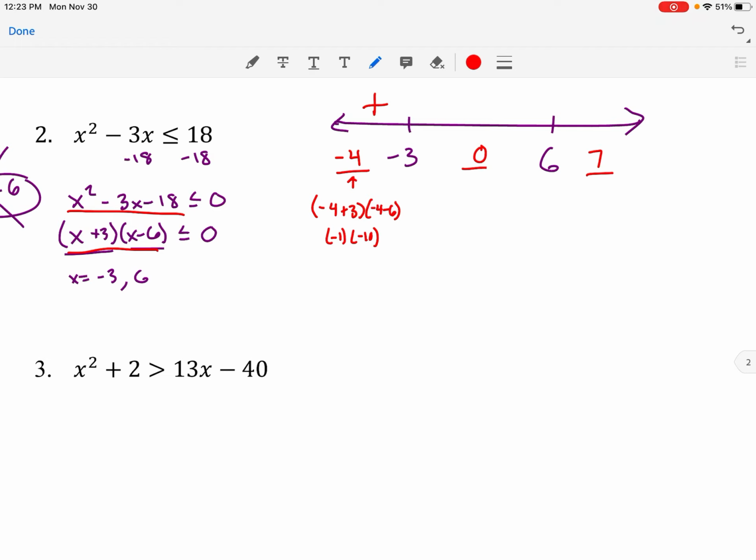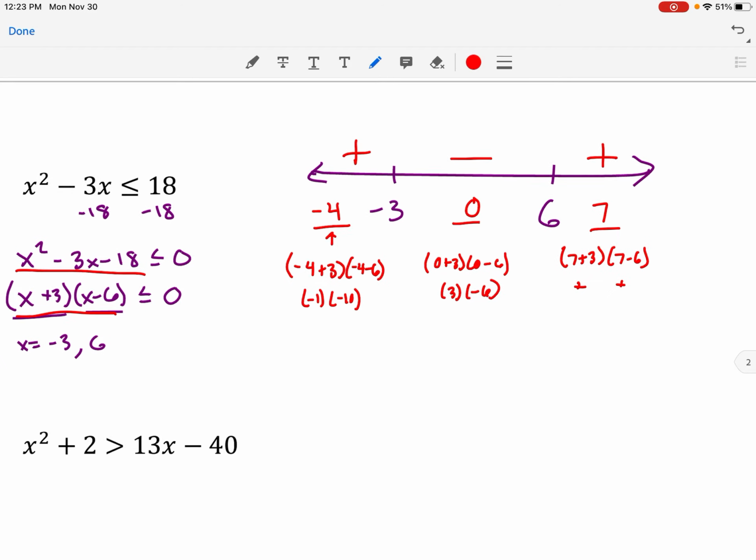So the next section, we plug in a 0 into that same equation. So 0 plus 3, 0 minus 6. So that's going to be a positive. That one's going to be negative. So that's going to be a section of negative numbers. Let's plug in a 7. So we have 7 plus 3, 7 minus 6. Those are both going to be positive. So we have a positive and a positive. So that's going to be positive answers in that section.